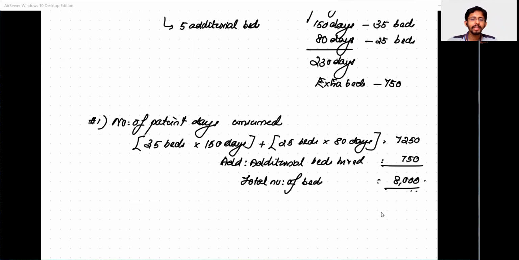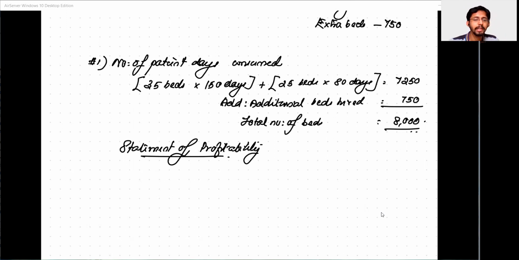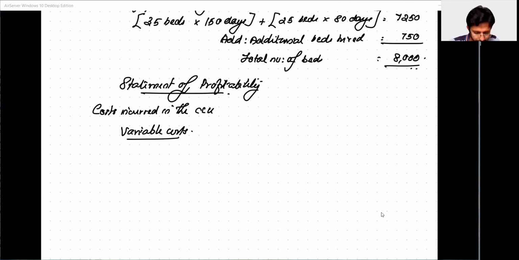Now what do you have to do? We can straight away calculate the profitability because you are asked to find out what is the profitability. So statement of profitability. First we have to consider the statement of cost, then the total. Okay, so I'm going to take cost incurred in this ECU. So I'm dividing total cost into variable cost and fixed cost. Variable cost.